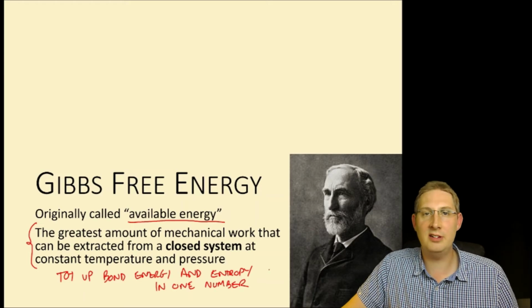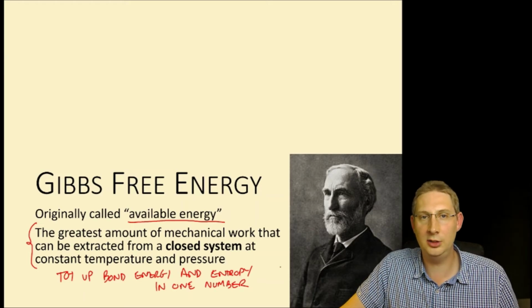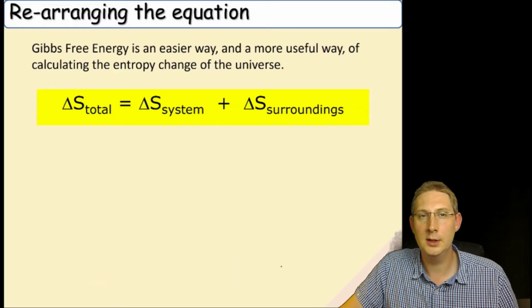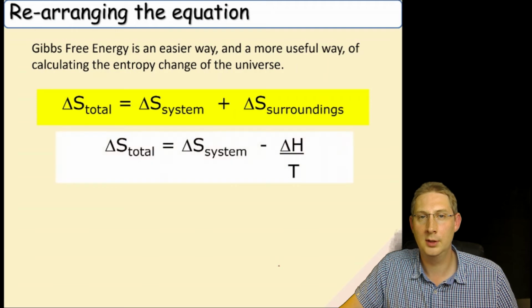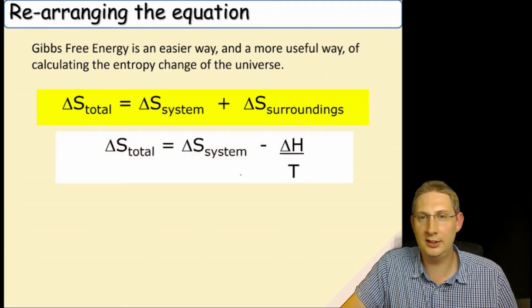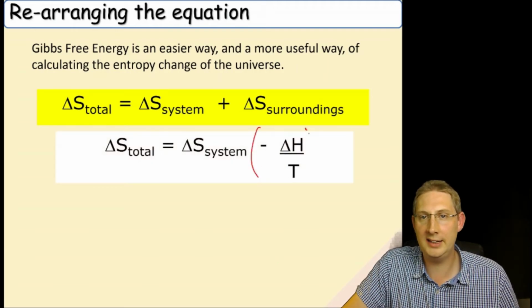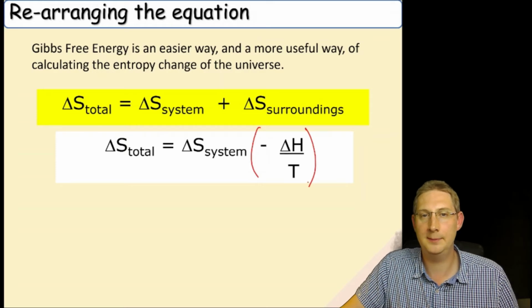And you'll see it's very, very similar to the idea of deltaS universe. So Gibbs Free Energy is an easier way and a more useful way of calculating the entropy change of the universe. So we know that deltaS total is deltaS system plus deltaS surroundings. And we know that deltaS surroundings can be replaced by minus deltaH over T.